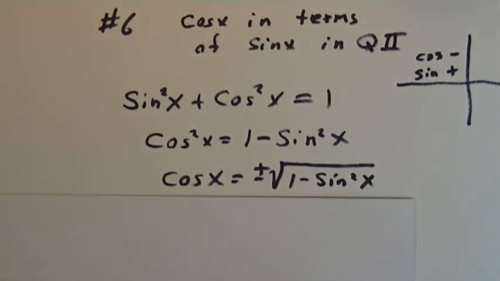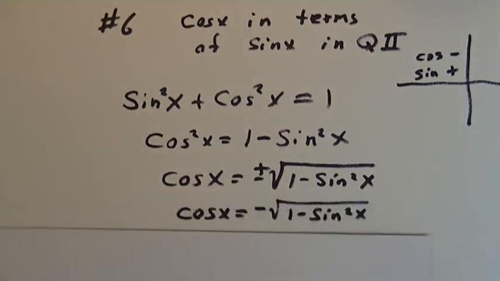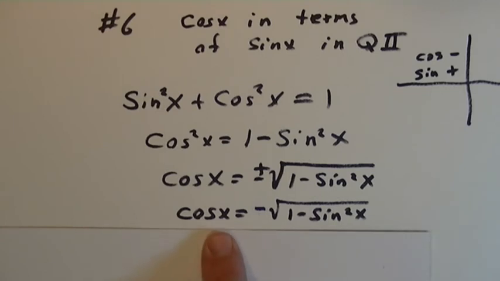We just say, well, let's just take the negative only. And so cosine x is always going to be equal to the negative of the square root of 1 minus sine squared x. And that's all there is to it. That's actually a pretty simple problem.